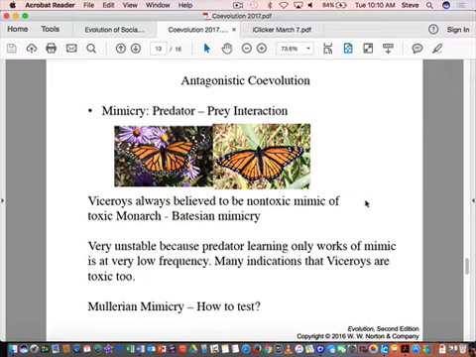Okay, so what this involves is an interaction between a predator, primarily bird predators, and these are the potential prey, okay? And so viceroys, we'll just say this is the viceroy. Viceroys were always believed to be what are called non-toxic, okay? And they were mimicking the toxic monarch. And I'll explain this. This is kind of the classic example of Batesian mimicry.